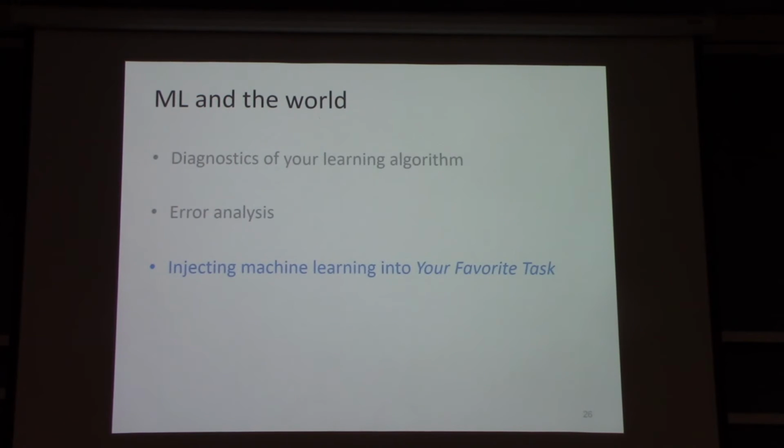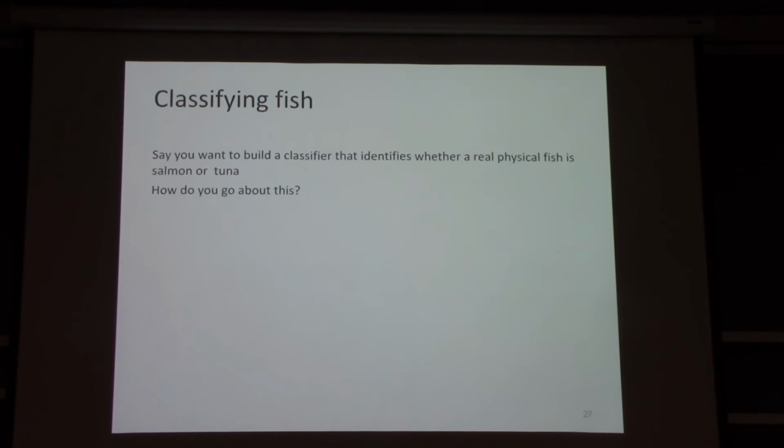Alright, so in the time that's left, I want to talk about the kinds of things that you might have to do to inject machine learning into your task, some task that you care about. And let's say the task that you care about is to classify fish. You're given a real fish, and you have to decide whether it's salmon or tuna. How do you go about this?